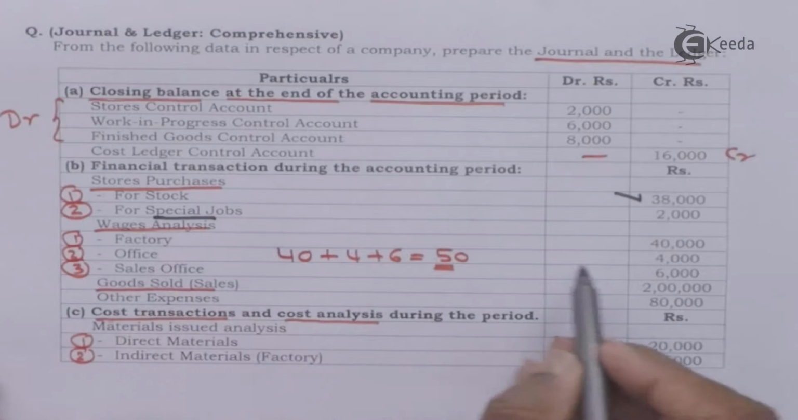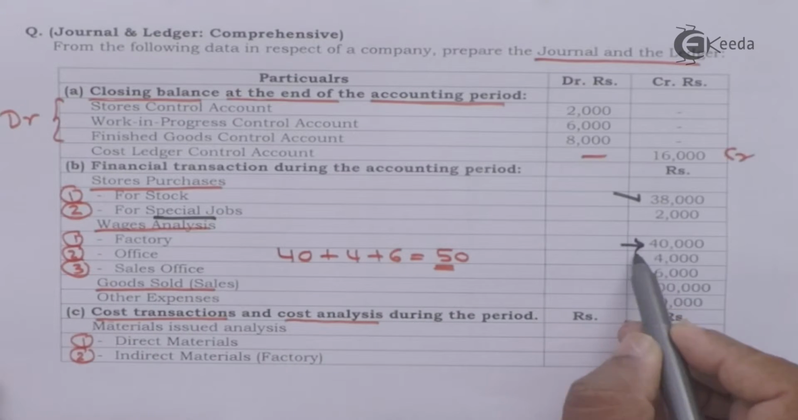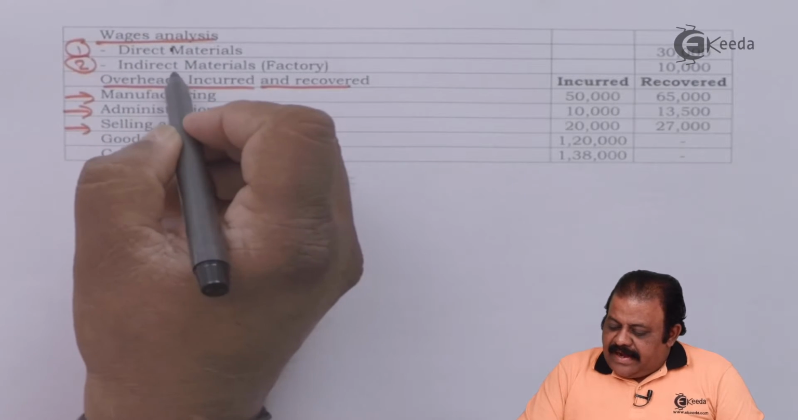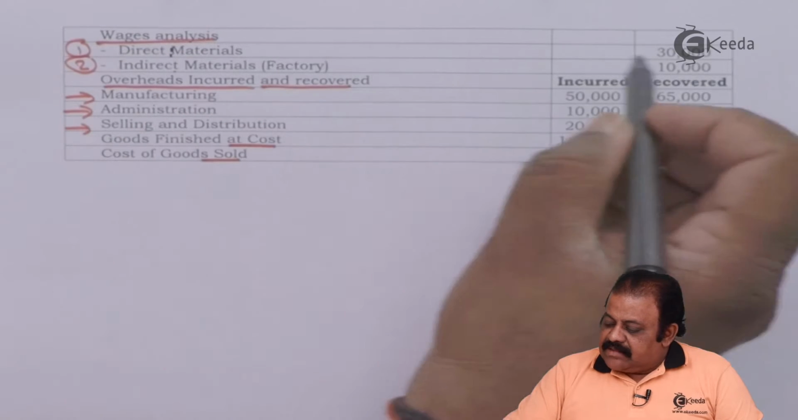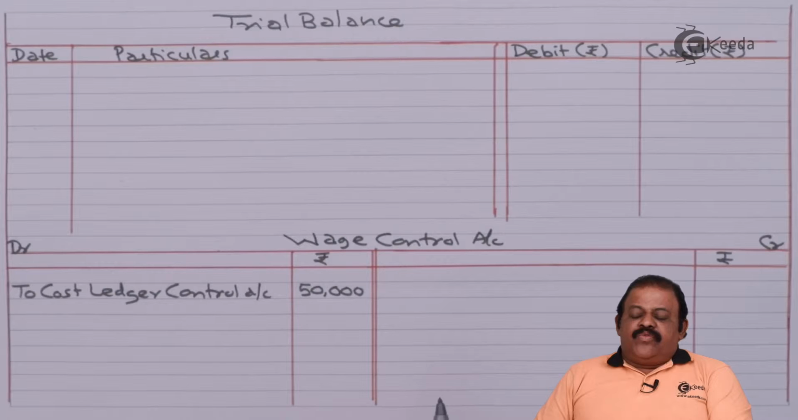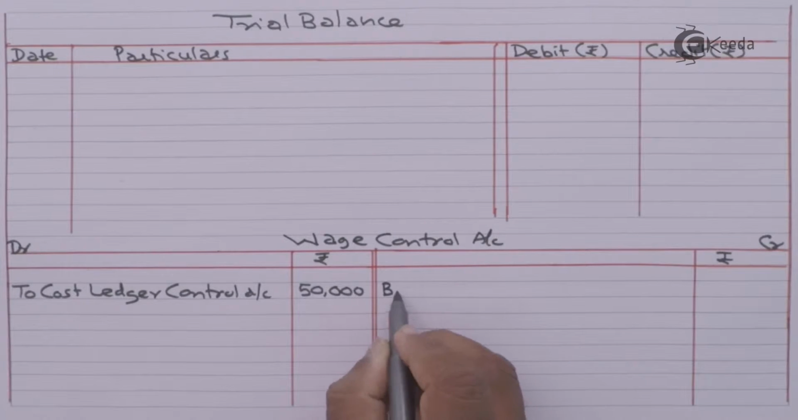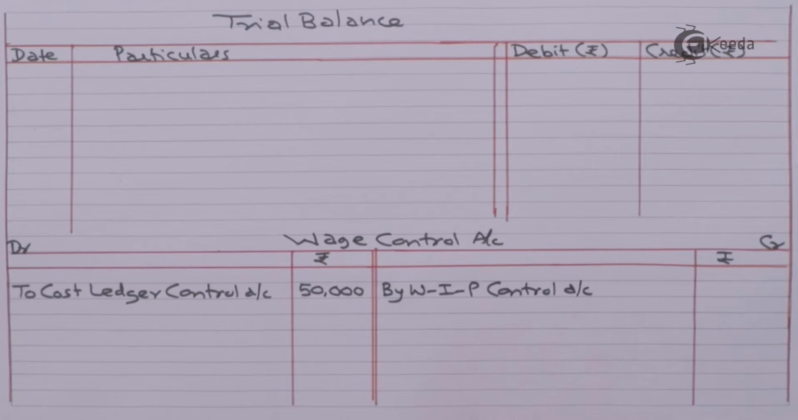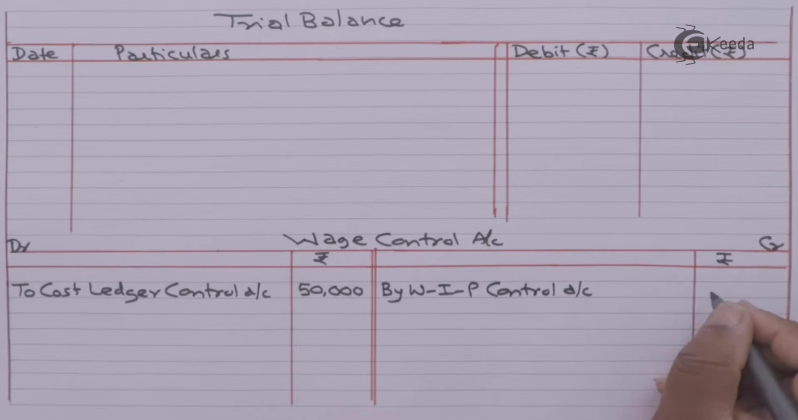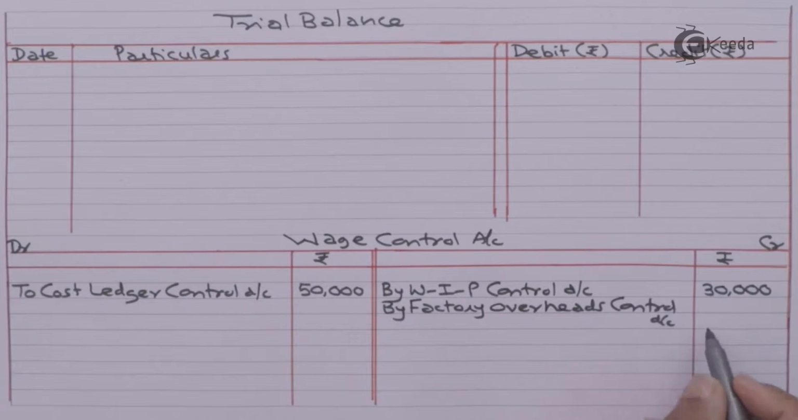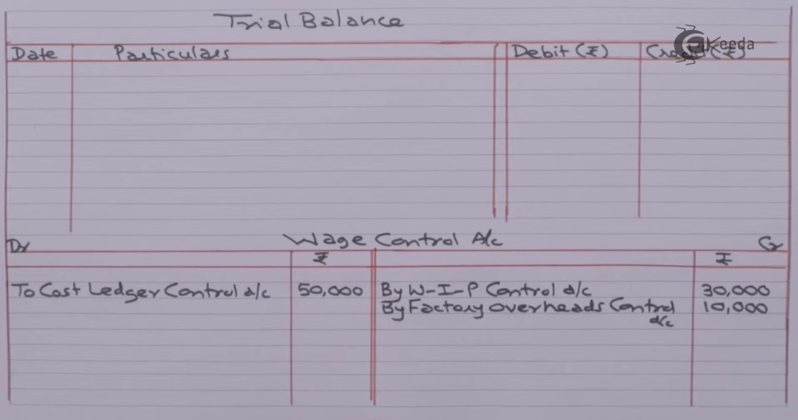Wages for factory is 40,000. Wage analysis is given direct and indirect. Direct 30,000 and indirect 10,000. So this will be credited to wage control account. By work in progress control account 30,000. This is direct wages. Factory overheads control account, that is indirect labor 10,000.